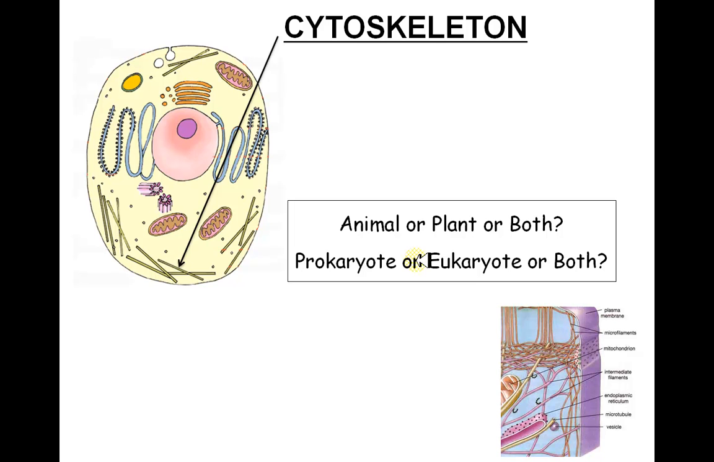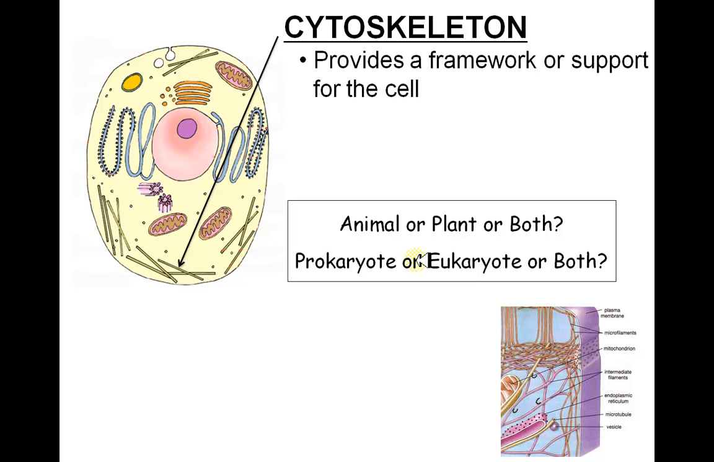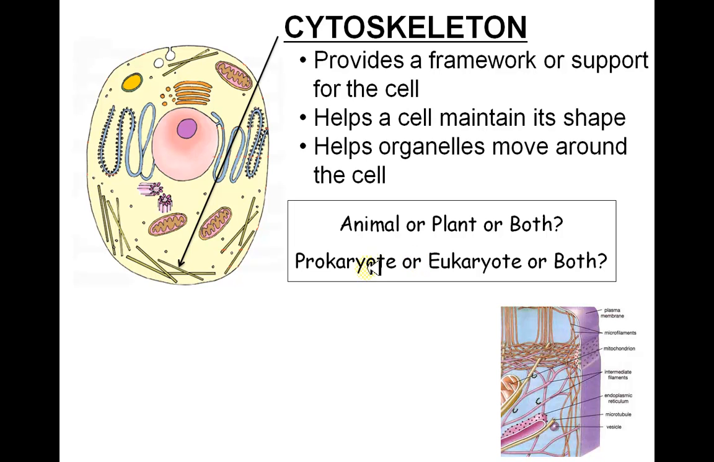Cytoskeleton. The cytoskeleton provides a framework for support. It's almost like the bones for a cell. It helps the cell maintain its shape. It also allows things to move inside of the cell. It helps organelles move.